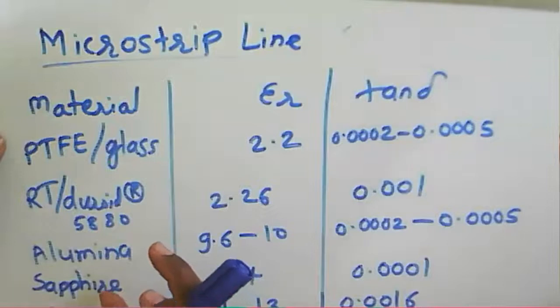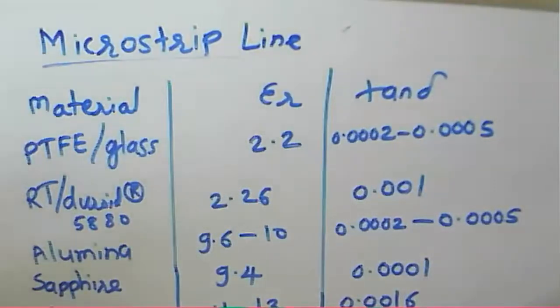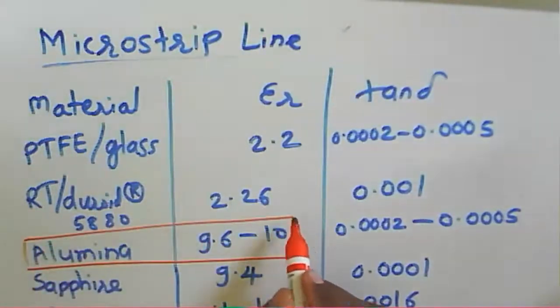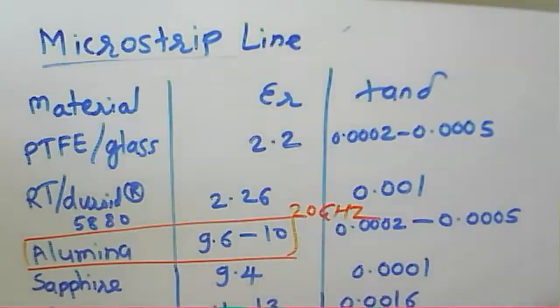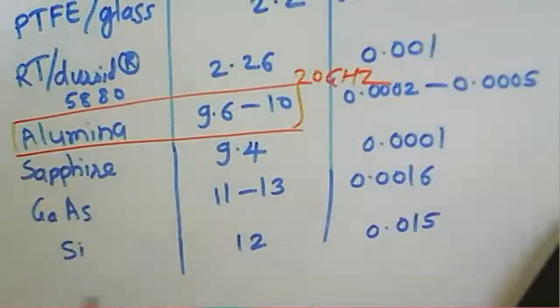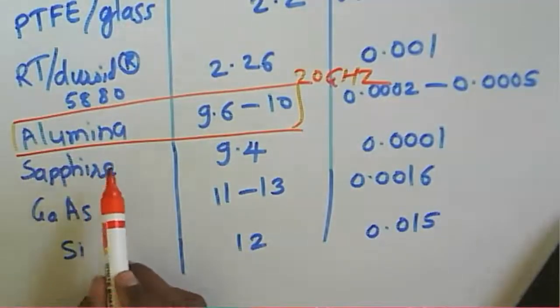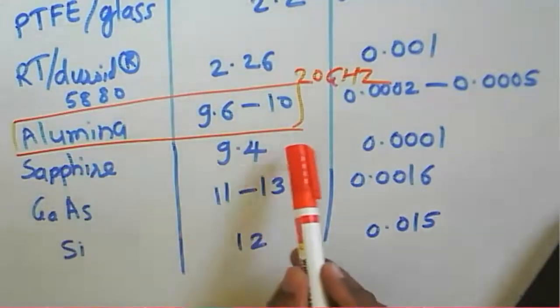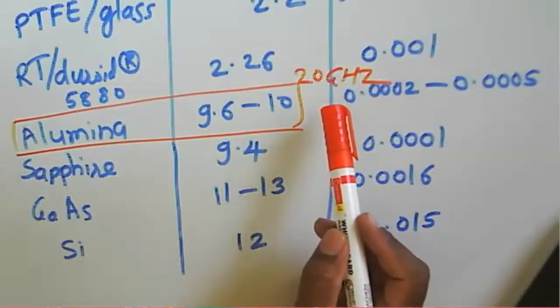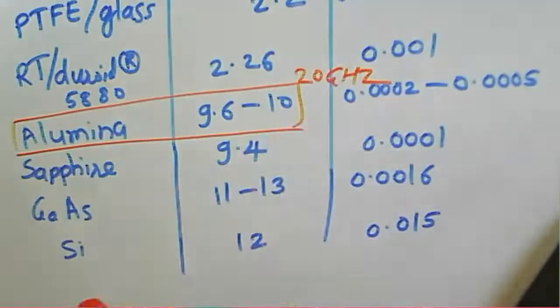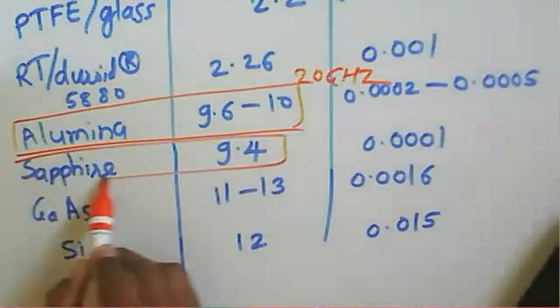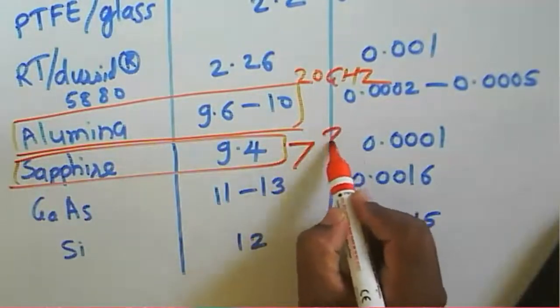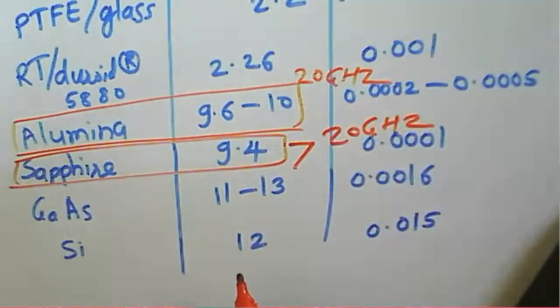Generally, aluminum material is used at higher frequencies, meaning up to 20 gigahertz. The substrate of this aluminum material has an epsilon R value of 9.6 to 10, and it is used at higher frequency up to 20 gigahertz. If you want to work above 20 gigahertz of frequency, then a sapphire material is used.